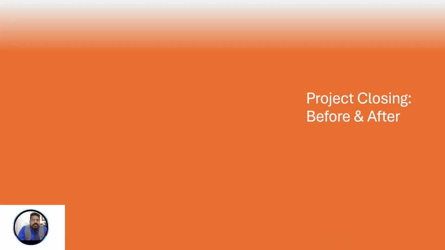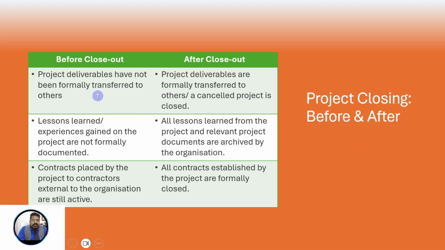And here comes the closure. Before closure, project deliverables have not been formally transferred to others. After closure, project deliverables are formally transferred to others. A cancelled project is closed. Lessons learned, experiences gained on the project, are not formally documented before, and after, all lessons learned from the project and relevant project documents are archived by the organization. Contracts placed by the project to contractors external to the organization are still active before closure; after, all contracts established by the project are formally closed.